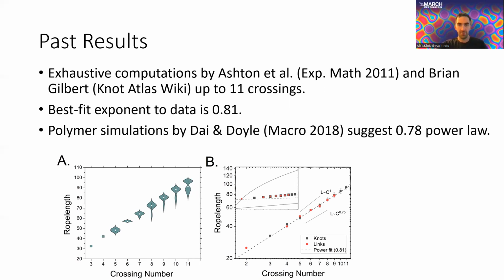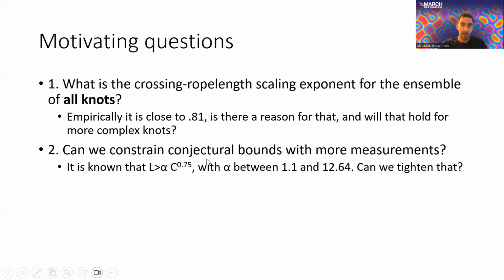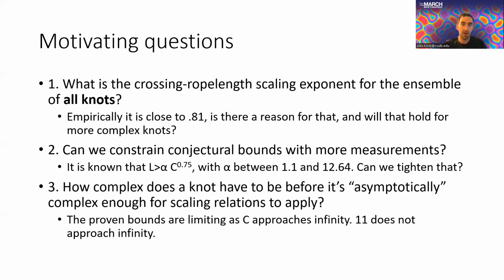And I think there's still a few things that we can ask and then answer about this. For example, we can ask, is there a crossing rope length scaling exponent for the ensemble of all knots? Is there a reason it appears close to 0.81? If we measure bigger and bigger knots, will that number hold? There are conjectural bounds that are stronger than proven bounds for the rope length crossing relationship. But these are not very well constrained by existing measurements, so we can perhaps tighten these conjectural bounds.